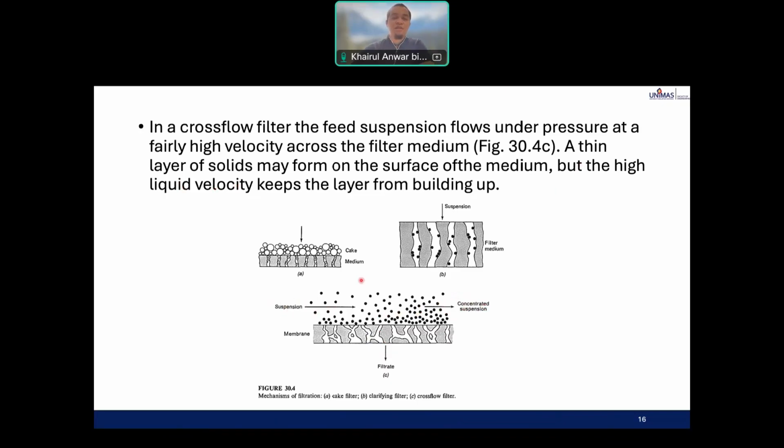A thin layer of solid may form on the surface of the medium, referring to the membrane, but the high liquid velocity keeps the layer from building up, because the flow rate is high. But although it's high, the pressure difference must be there. Meaning here is a high pressure, this is a low pressure, so water, or the fluid, can pass through the membrane.